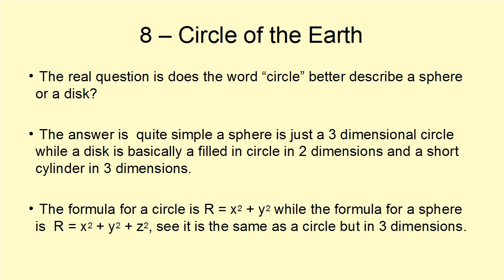The answer is simple. A sphere is just a three-dimensional circle, while a disk is basically a filled-in circle in 2 dimensions and a short cylinder in 3 dimensions. The formula for a circle is r squared equals x squared plus y squared, while the formula for a sphere is r squared equals x squared plus y squared plus z squared. See, it is the same as a circle, but in 3 dimensions.